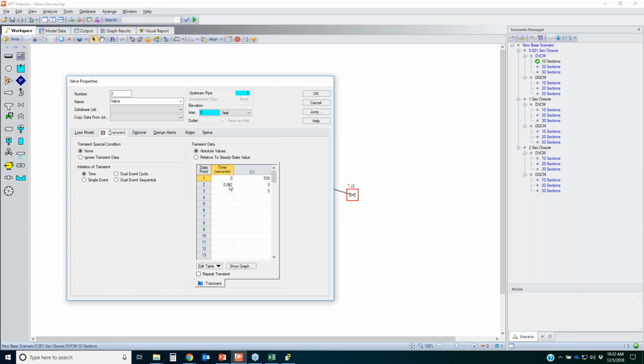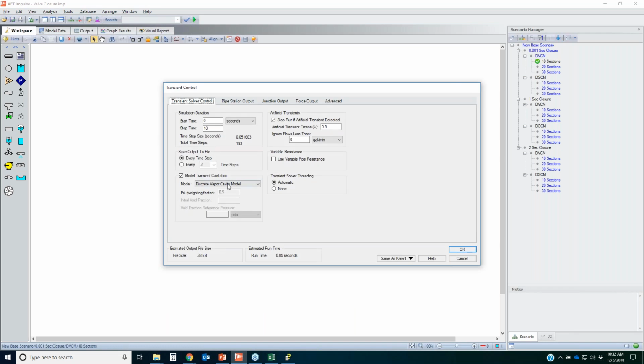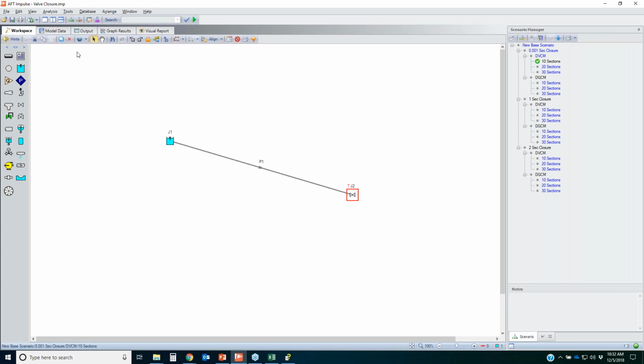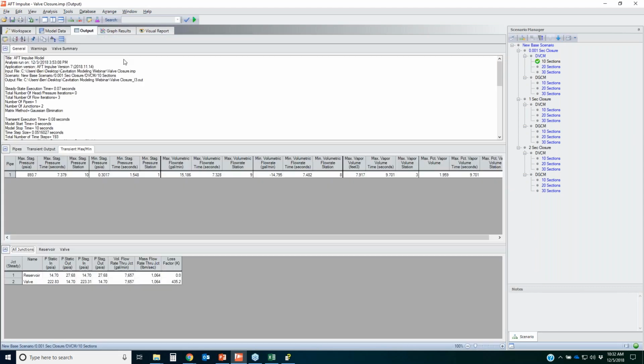As you can see, it's closing in 1 millisecond here. And I'm using the discrete vapor cavity model, and I'm using 10 sections in my pipe. My pipe is 2,000 feet long. I'm using 10 sections, and so that means that each segment is 200 feet long. And so these are the results for that analysis.